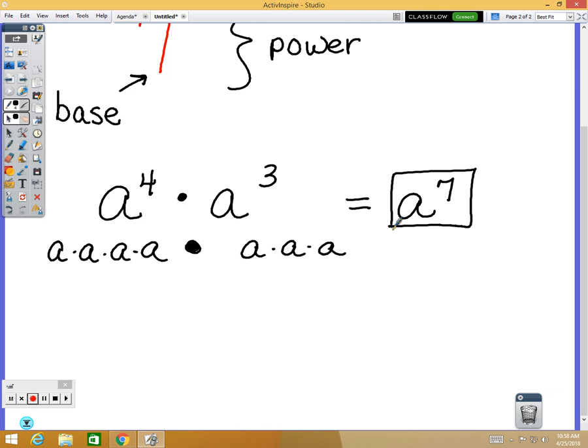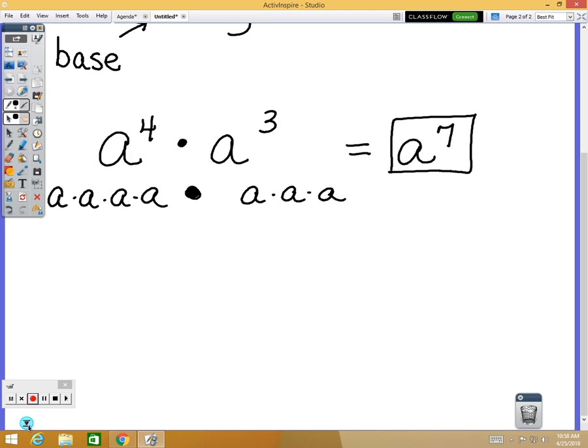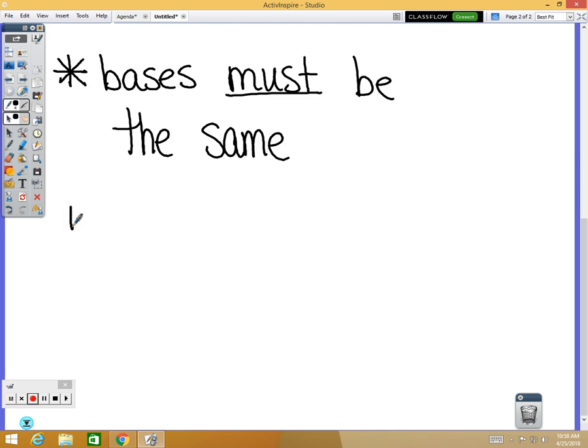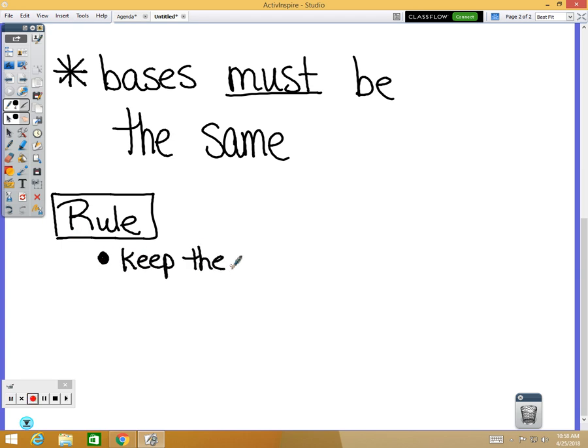So what do you think we could say our rule is? The base stays the same and add the exponents. Good. So we really are not multiplying anything here. Even though this is the product of powers, we're not multiplying the exponents together. This is super important: the bases must be the same in order for this rule to work. So they are both a's. They both must be an a, or they both must be the same number in order for this rule to work. And once again, the rule is keep the base, add the exponents.